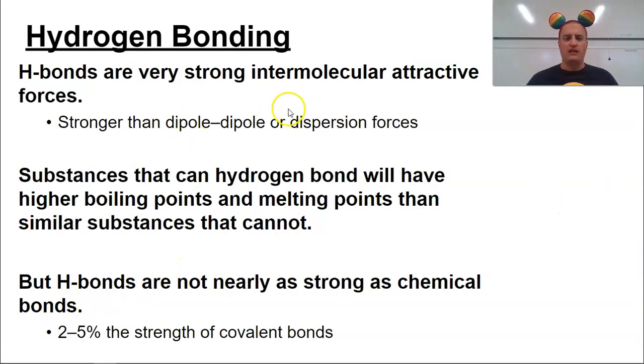So as we said, it's the strongest. They'll have much higher boiling and melting points than things that don't have it. We'll show you some examples on the other side. But it's not nearly as strong as a covalent bond. You see 2 to 5%, I think I overstated 10% because I didn't take into account that it was 400 to 10. So a small amount, but significant.